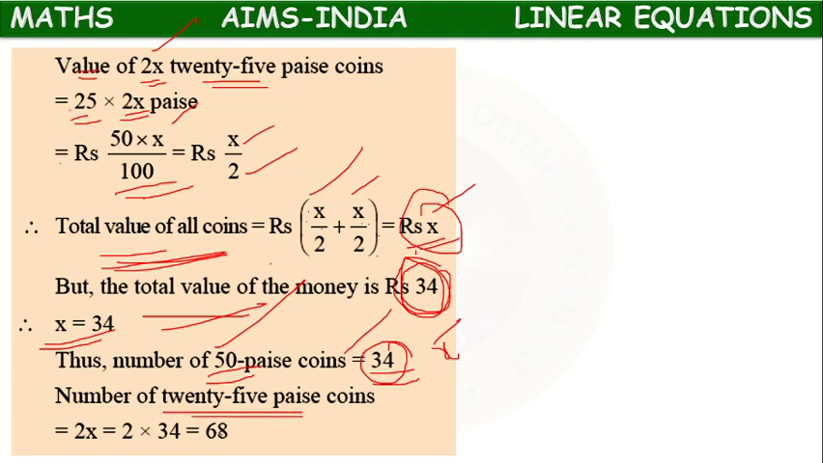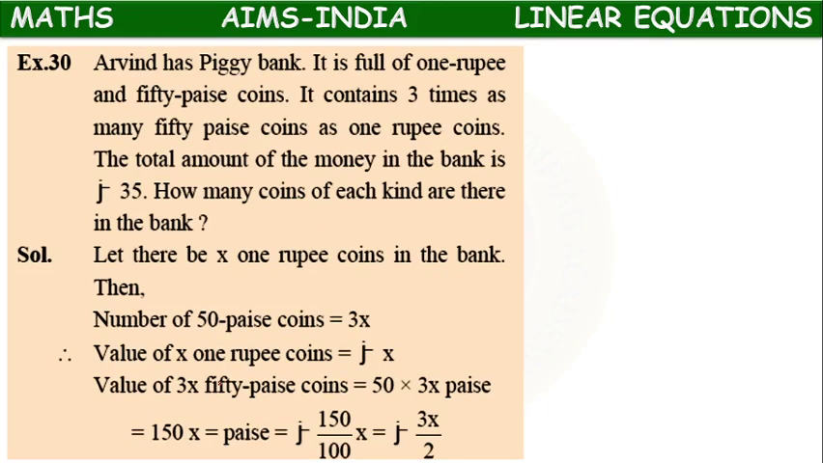Number of 25 paise coins we have taken as 2x, so 2 into 34, 68. So 50 paise coins are 34 and 25 paise coins are 68. Like that we can find the answer. Next, children.